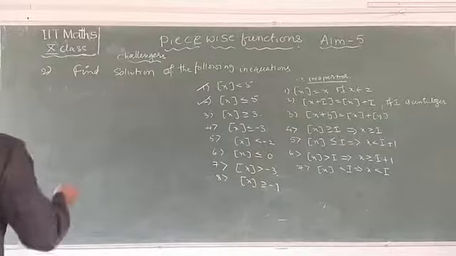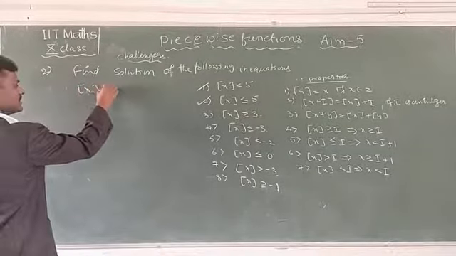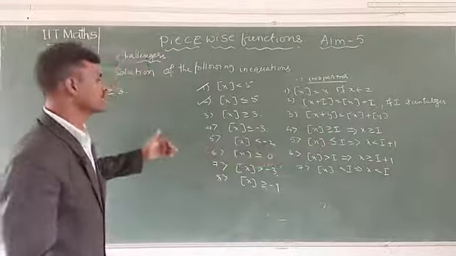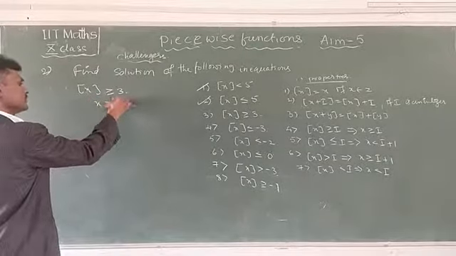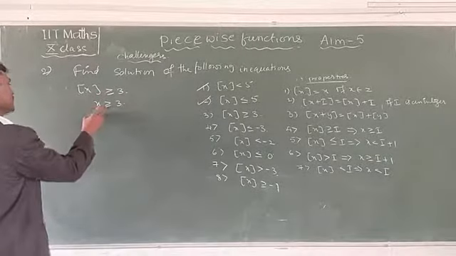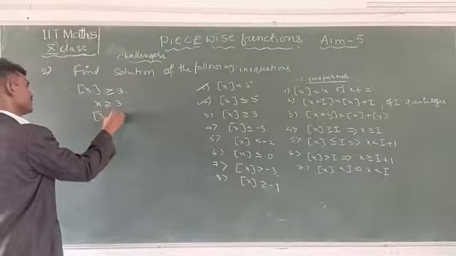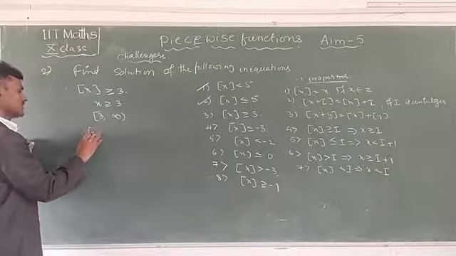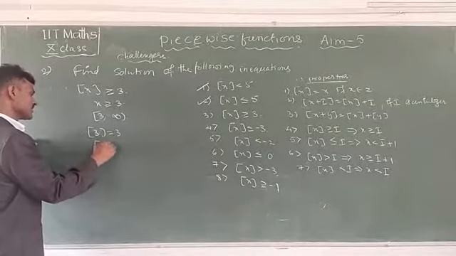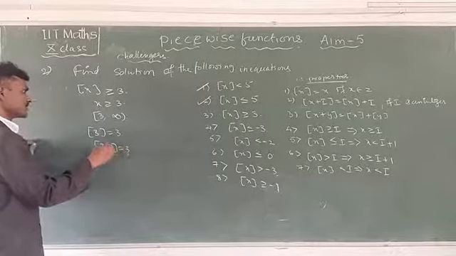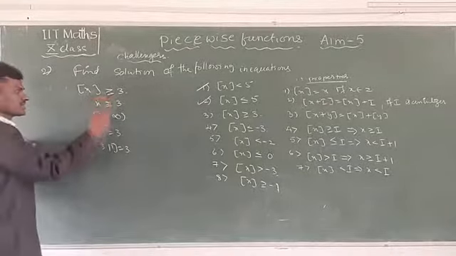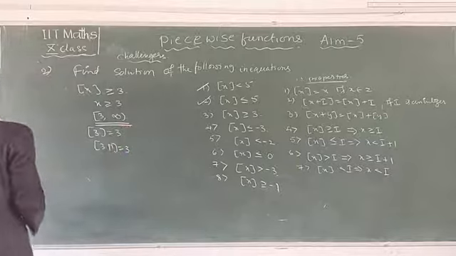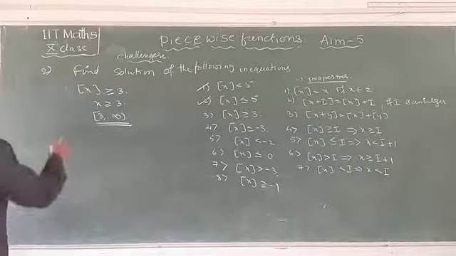Okay, now the third one, see here. Third one: floor of x is greater than or equal to 3. Floor of x greater than or equal to 3 means x is greater than or equal to 3 only. Then closed interval from 3 to plus infinity. That means floor of 3 is 3 and 3.1 also 3, but 2.9 is 2. That's why you can take from 3 up to plus infinity, any number. That's why this is correct. Okay, this is the third one.